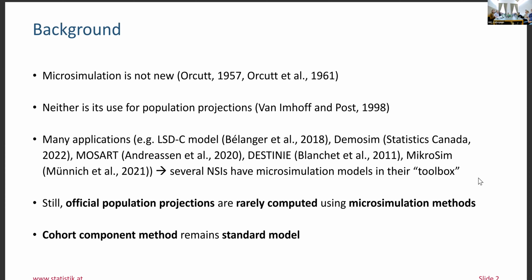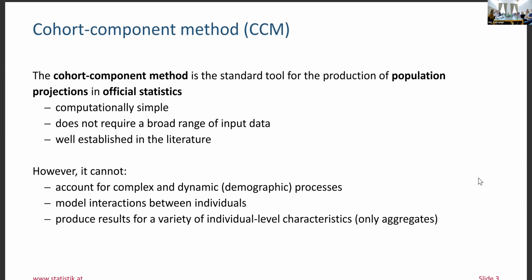So as you can see, several national statistical institutes have microsimulation models in their toolbox, and some of them have actually been using them for very many years. However, official population projections are still rarely computed using microsimulation methods, and the cohort-component method remains the go-to model for these cases. So what is the cohort-component method?